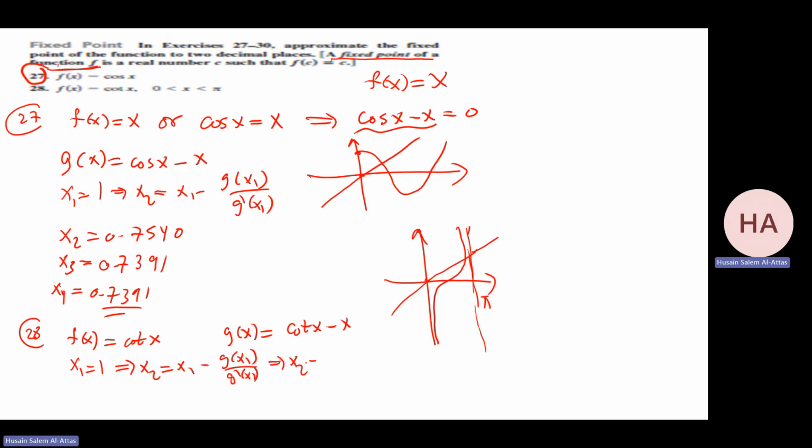I'll get x2 will be what? 0.8516. X3 will be 0.8603 and x4 0.8603, which is a good approximation.